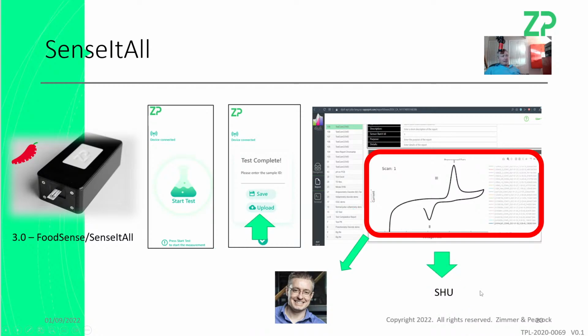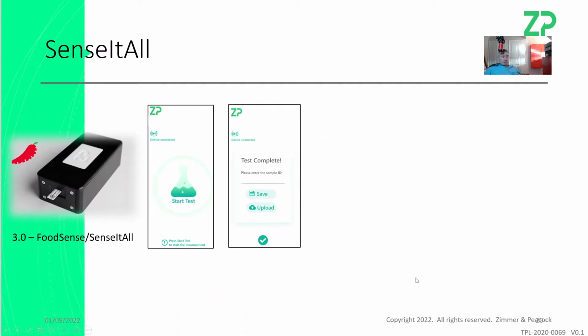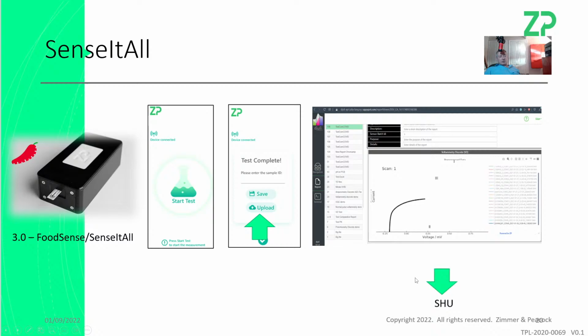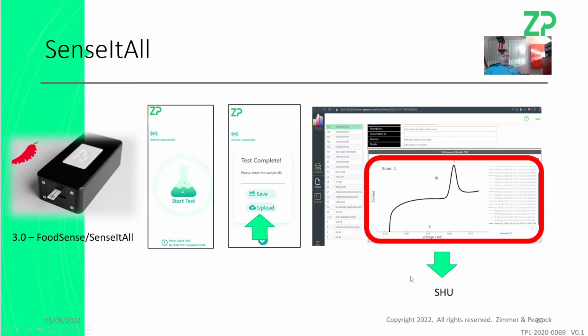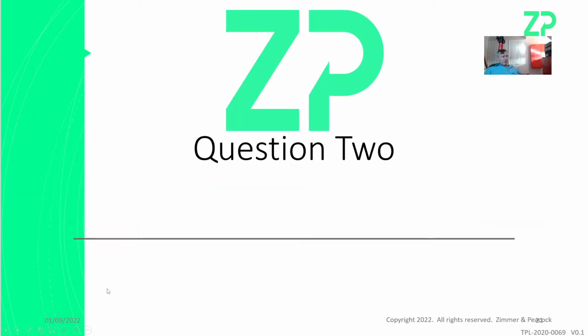So we've gone through quite a few iterations. We've historically sold 1.0. We came on to 2.0, and just recently we've got a new technology called SenseltAll. And the big difference with SenseltAll is all the data goes to the cloud. Once you're in the cloud, that's great because now you can share and collaborate with people a lot more easily. And we can fix things like unusual interferences if needed.